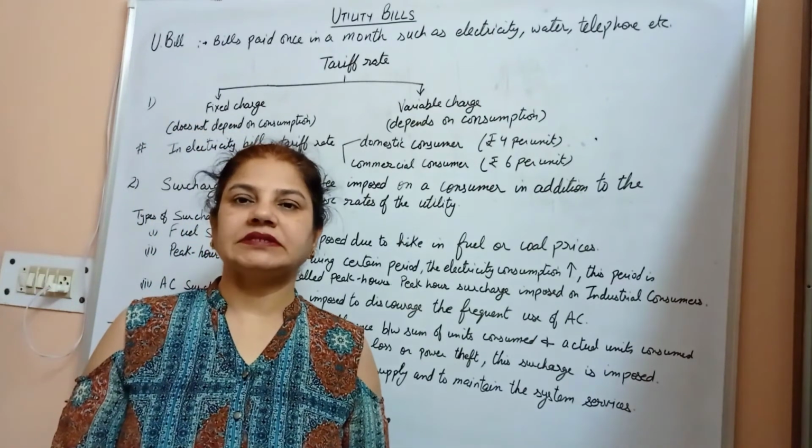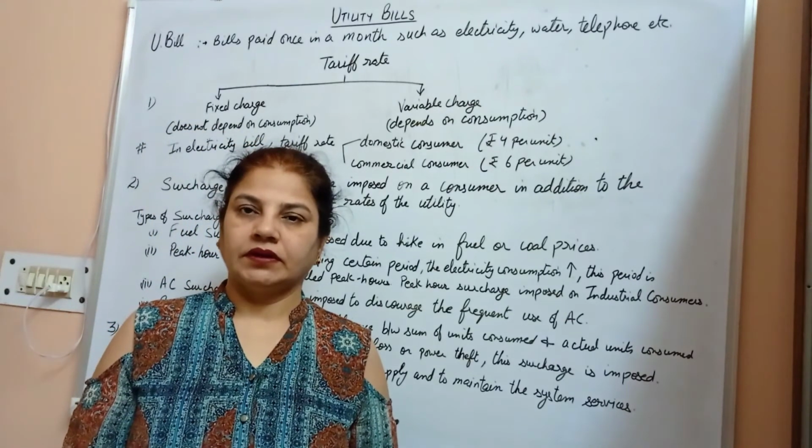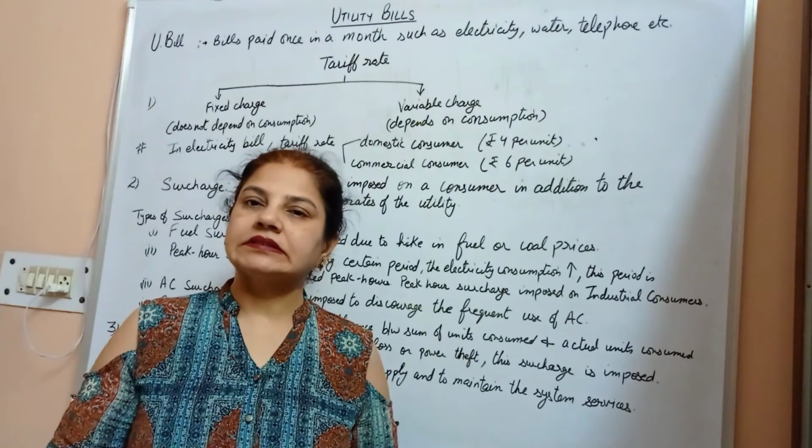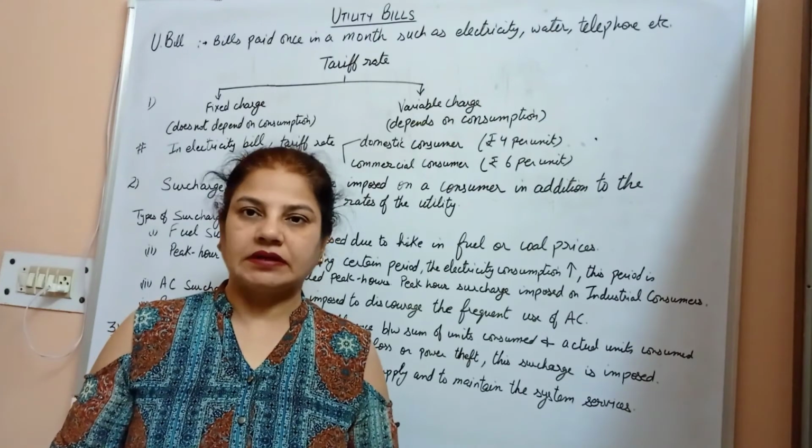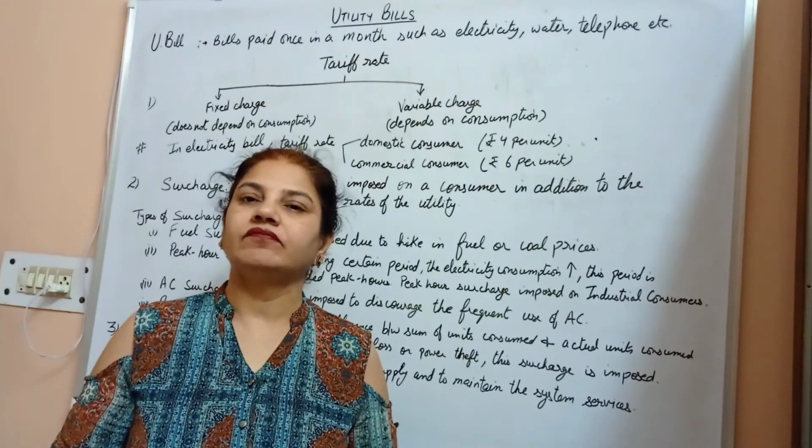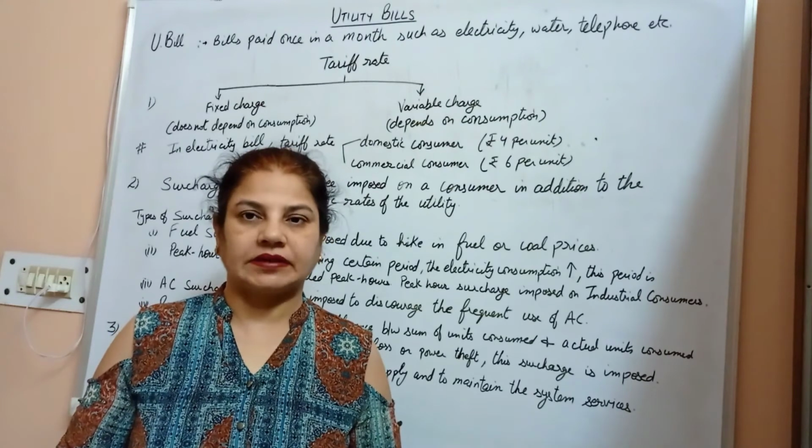Applied Mathematics, Chapter 16: Utility Bill. Utility bills are bills that are paid once a month, such as the electricity bill, water bill, telephone bill, etc.